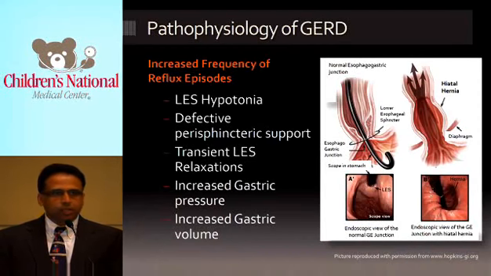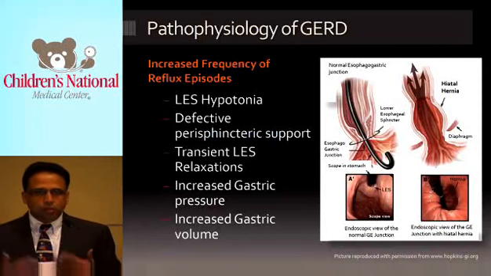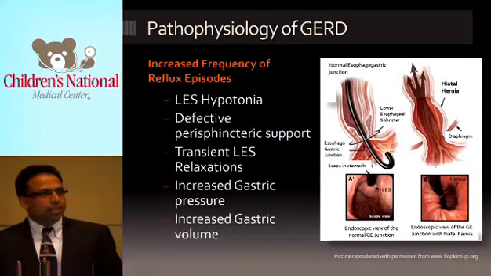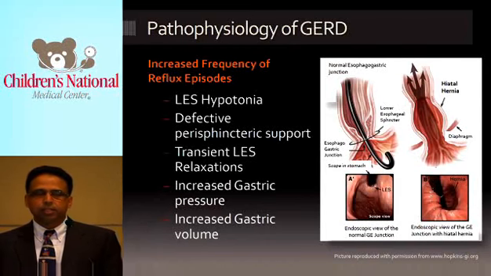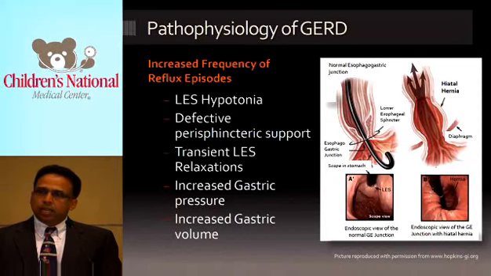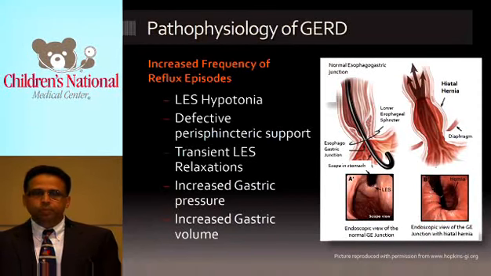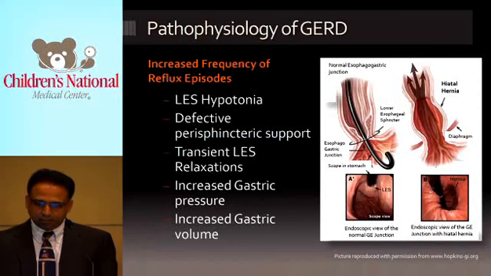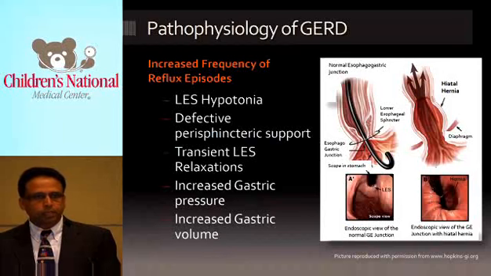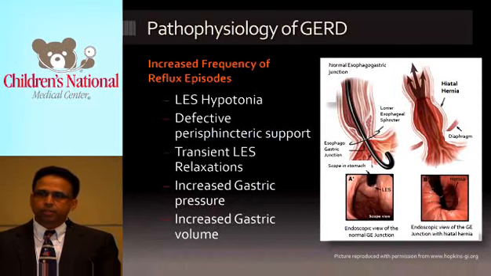We also have this phenomenon called TLER, or transient LES relaxations, which basically means that over time, the lower esophageal sphincter will keep on relaxing several times in a minute in some instances, and will allow some degree of reflux. And that's mostly a release mechanism for the stomach and gastric contents. Any other conditions that increase the gastric pressure or increase the gastric volume will lead to more reflux. For example, kids with cystic fibrosis who are coughing a lot, they will often put increased pressure in the abdominal wall, and therefore they will cause increased gastric pressure.